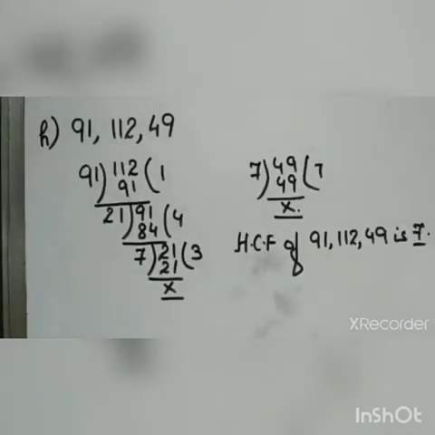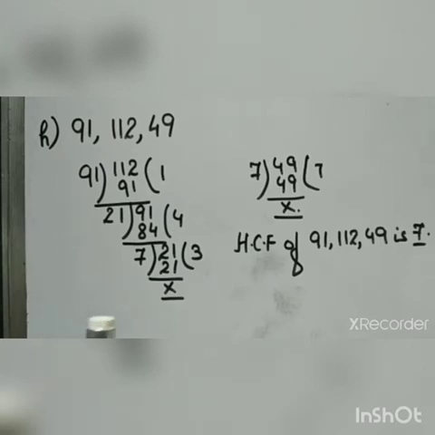Now, the H part is 91, 112 and 49. In this case, we are given 3 numbers, but the process is the same. We will continue the same as we have done for A and B parts. So, I will take the first 2 numbers, 91 and 112. 91 is my divisor and 112 is my dividend.